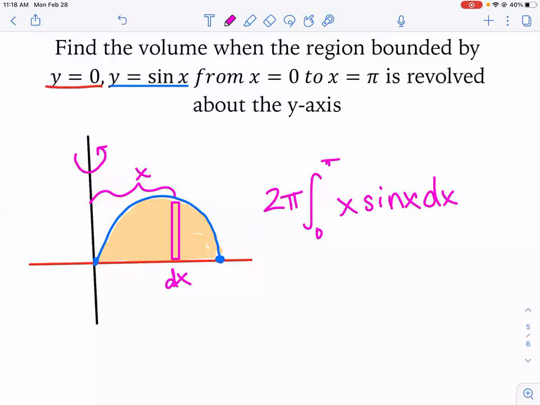Now, we do not have the tools in our toolbox to integrate x sine of x by hand, but those of you who take Calculus 2 next year, or Calc BC juniors, you will learn how to integrate this by hand. One of the best methods ever. But for now, we'll use Math Night. It's seriously the best. Integration by parts. It's 2 pi squared.